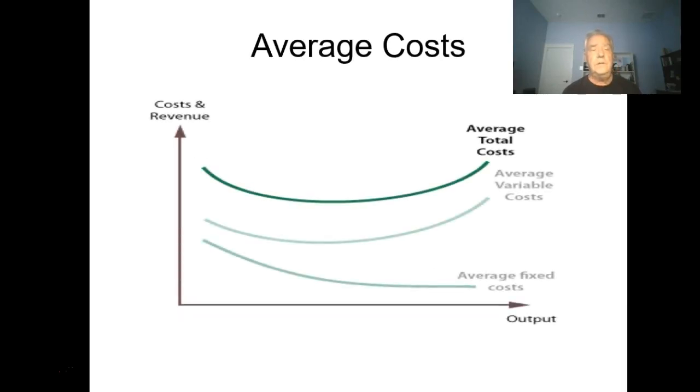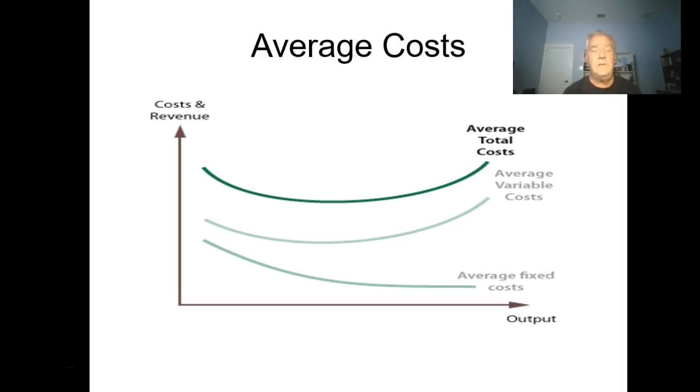Here's a schedule that shows output over time on the lower axis, and on the upper axis, costs and revenue. So if we look at average total costs, we look at average variable costs, and we look at average fixed costs. And you'll see over time, average total costs reach a low point and then start to climb. Average variable costs do the same thing. They reach a low point and then they start to climb.